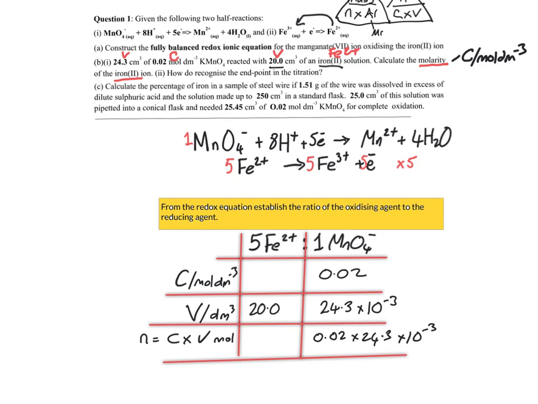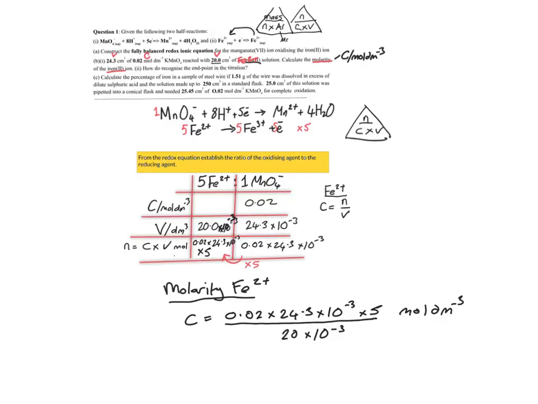Now moles tunnel across, and the mole ratio is 1 to 5, so we need to multiply this amount by 5. Now we have got the amount of iron, we've got the volume, and now we can find the concentration. The concentration or the molarity of the Fe2+, remember, is number of moles divided by the volume. Before we go to our calculators, let's see if we can simplify this. We've got 10 to the minus 3 on the top, 10 to the minus 3 on the bottom, they will cancel out. So now we can go to our calculator.